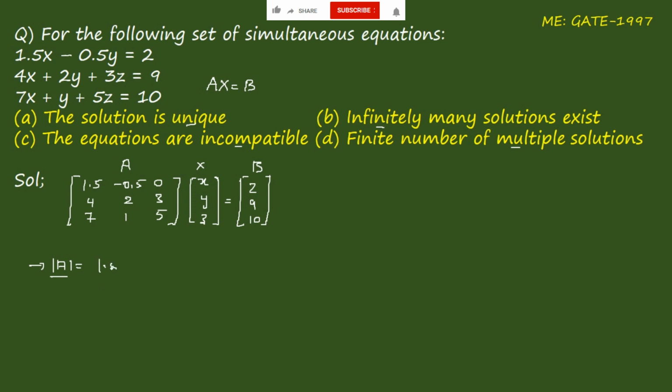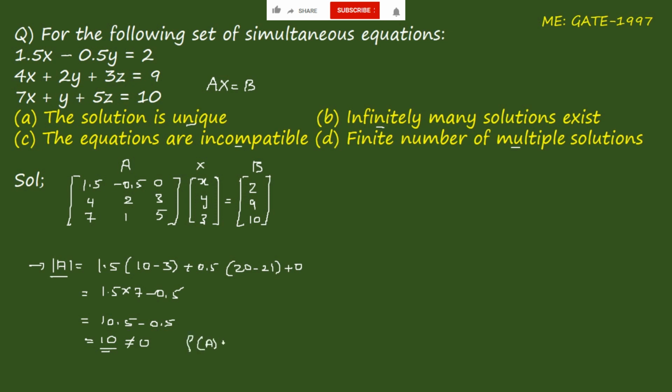Now it becomes 1.5 into (5 twos are 10 minus 3) plus 0.5 into (20 minus 21) plus 0. Which is equal to 1.5 into 7 minus 0.5, which is equal to 10.5 minus 0.5, which is equal to 10, which is not equal to 0. So the rank of matrix A is equal to 3.